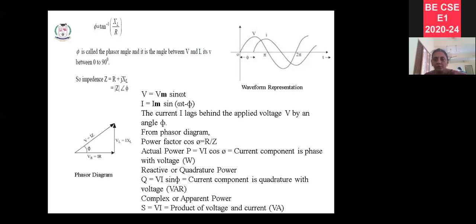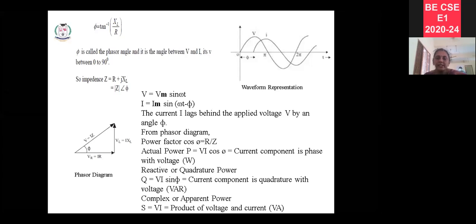Now, in the combination of the circuit we have real power, reactive power, and apparent power. Real power is represented by P equals VI cos phi, where the current component is in phase with the voltage. The unit for actual power is watts.